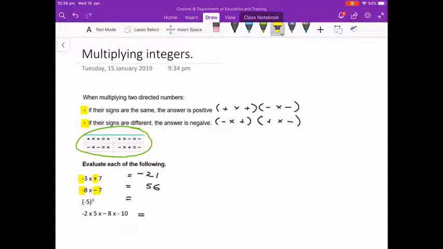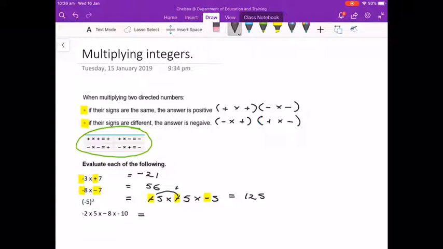We have negative 5 cubed. Now you can type that into your calculator. Please use brackets. But what it actually means is negative 5 times negative 5 times negative 5. 5 times 5 is 25, times another 5 is 125. But let's look at the symbols here. We have three negatives. Now I know that two negatives make a positive, and a positive times a negative is a negative. Let's look at the next question.